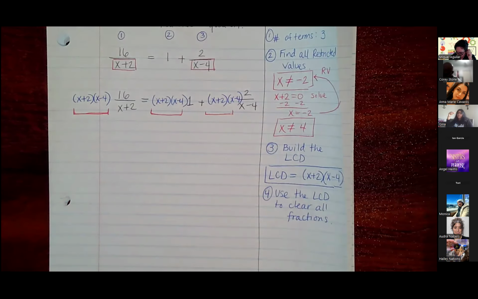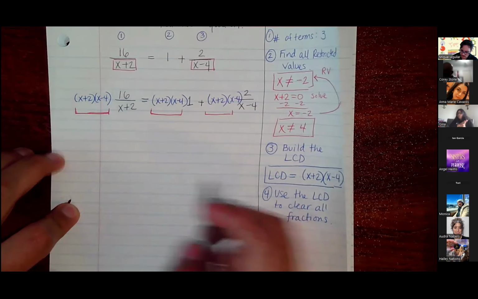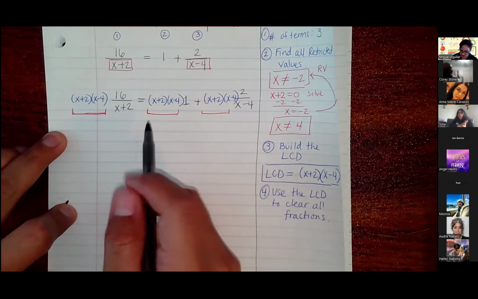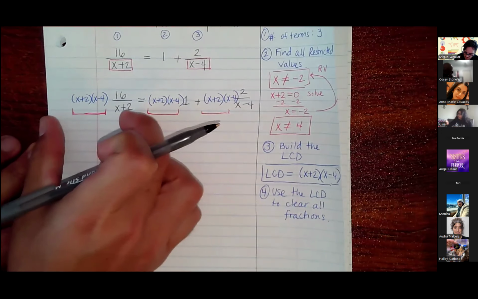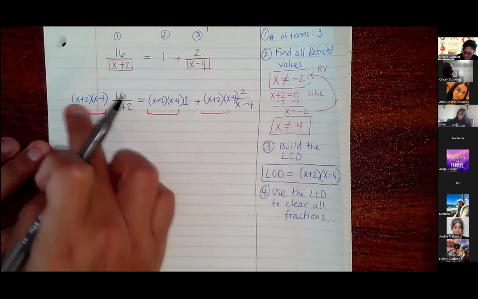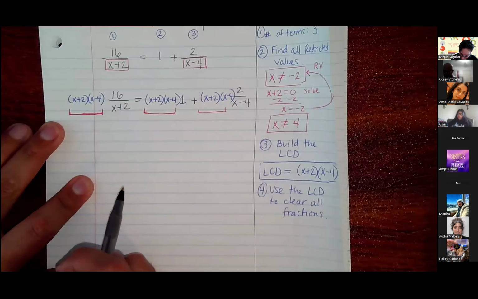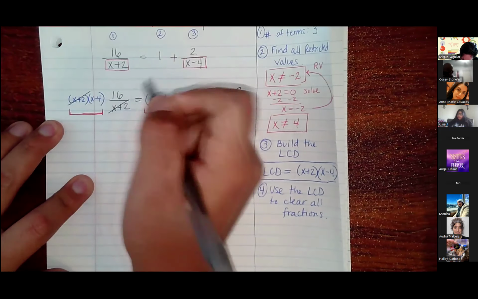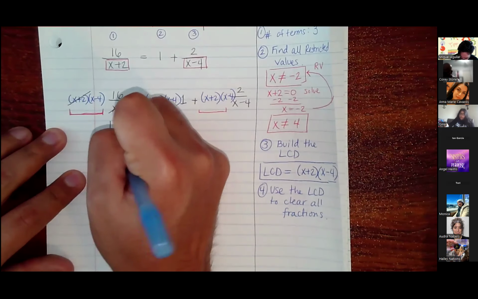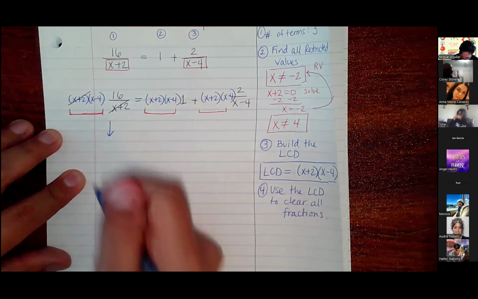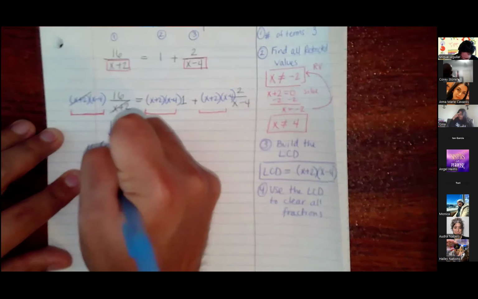Yes. Okay, well now step 4 says to use the LCD and we're going to clear the fraction. So now we're just going to cancel any common denominator. So we're going to go term by term to see what cancels. So for this first term, which of these factors is going to cancel? X plus 2. So I'm going to cross out my x plus 2's. Okay, what's left over? 16. 16, and what else? X minus 4. And x minus 4.